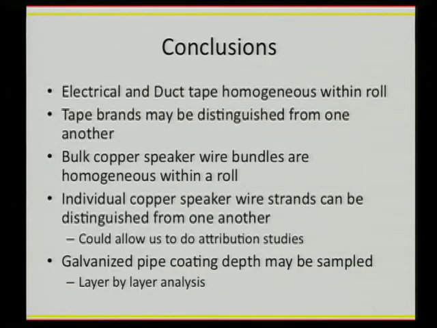So some of my conclusions: electrical and duct tape are homogeneous within a roll. Tape brands may be distinguished from one another. We saw that bulk copper speaker wire bundles are homogeneous within the roll, and individual copper speaker wire strands can be distinguished from one another, which could allow us to do attribution studies. And then galvanized pipe coating depth may be sampled, which could allow us to do a layer-by-layer analysis.